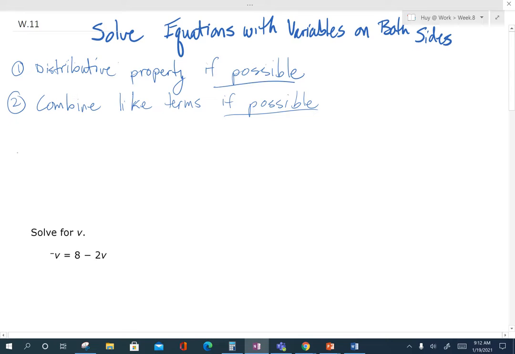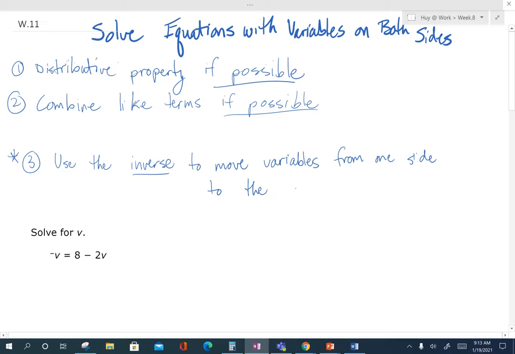And then finally, when you get to the part where you can start moving things from side to side, you want to use the inverse to move variables from one side to the other side. Right? And you notice I'm not telling you to move it from the right side to the left side.